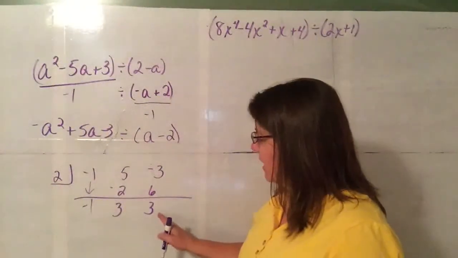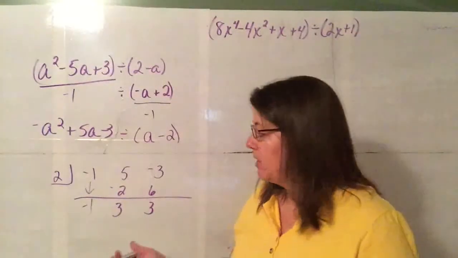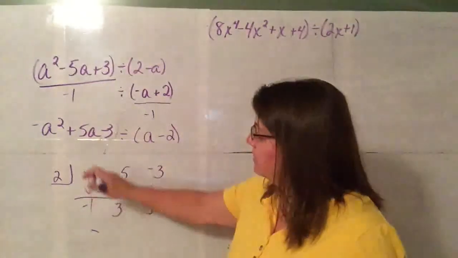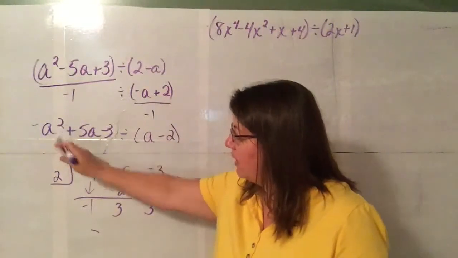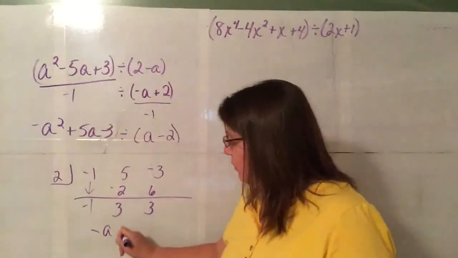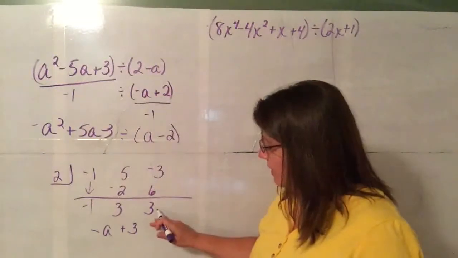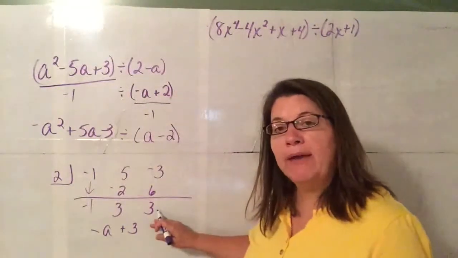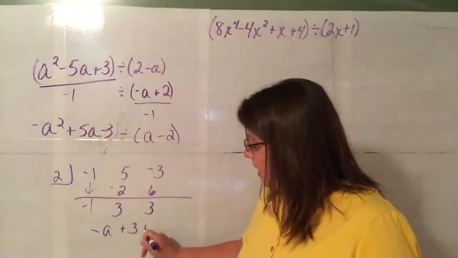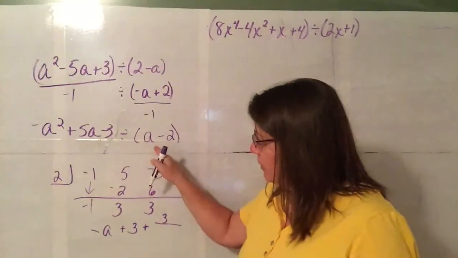So now that I have a remainder, what I need to do is I need to still write my depressed polynomial. Well, when I do that, that's a -1, so that's negative. And that depressed polynomial, we started with a squared, so it'll be -a, okay, plus 3. And then my remainder was a positive 3. Now remember, when we have a remainder, didn't we put the remainder over the divisor? So I'm going to have, that's a plus 3 over my divisor, and my divisor was a minus 2.